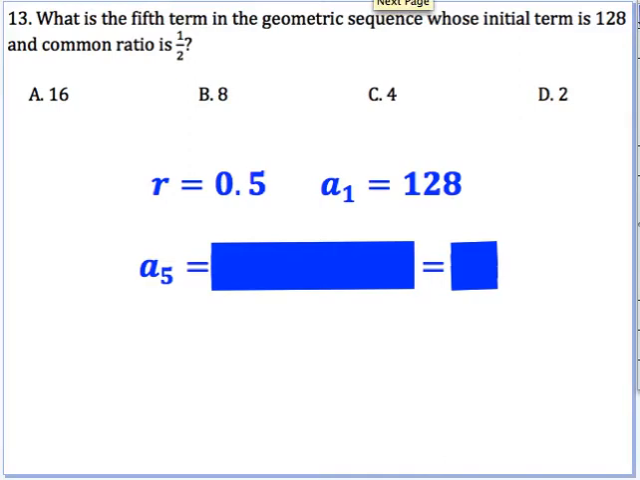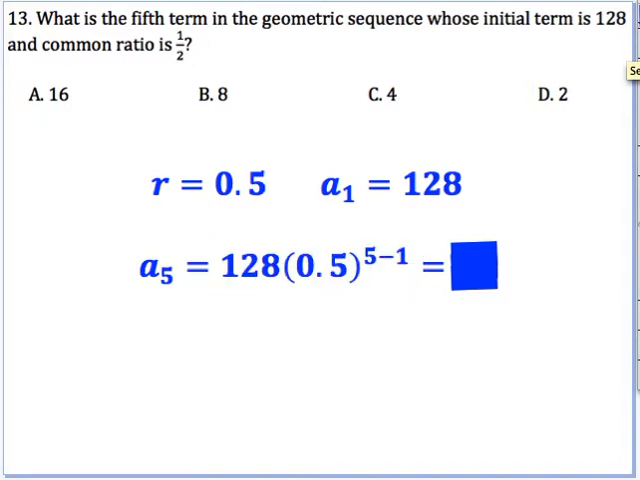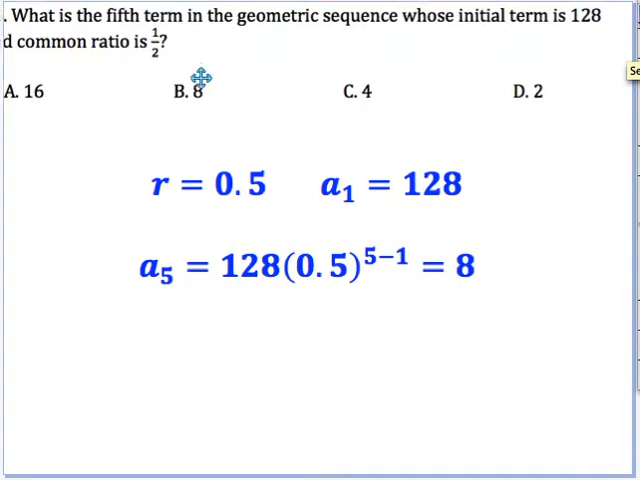Next one, what is the fifth term in the geometric sequence whose initial term is 128 and a common ratio is 1/2? All right, so pretty easy. Your geometric sequence, your rate is 0.5, your a1 is 128. Plug that into your geometric sequence formula. There you go. Type it all into your calculator. It'll give you the correct answer, and it's 8. So B is the correct answer.